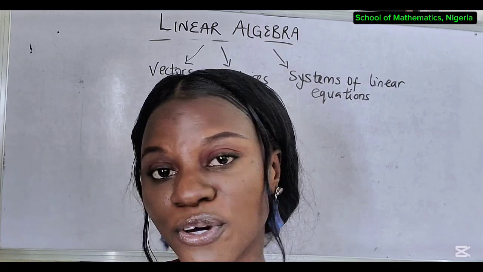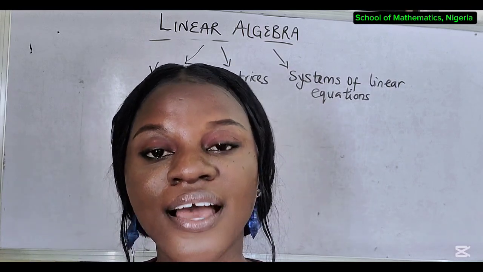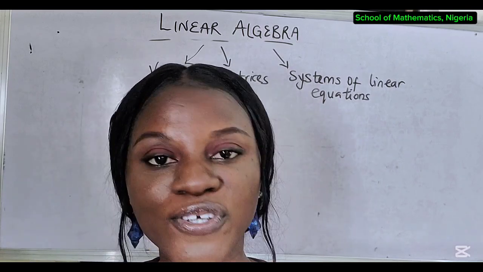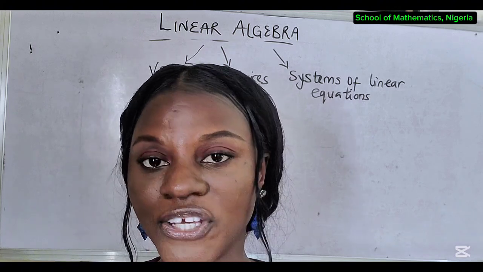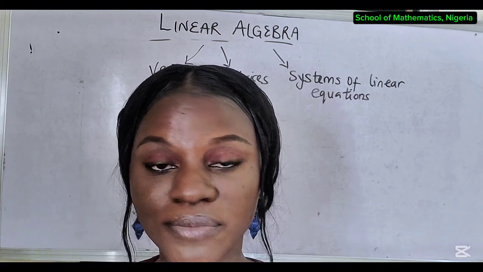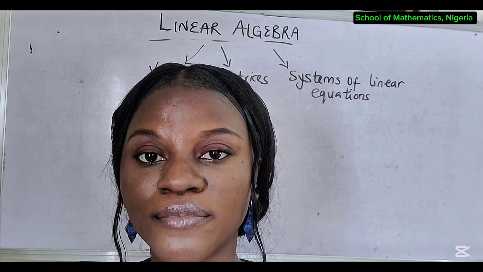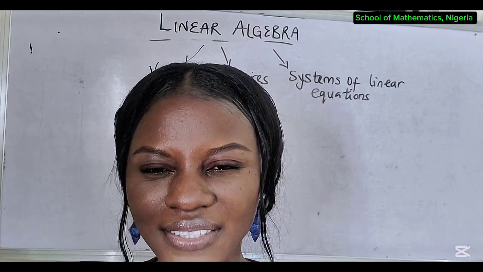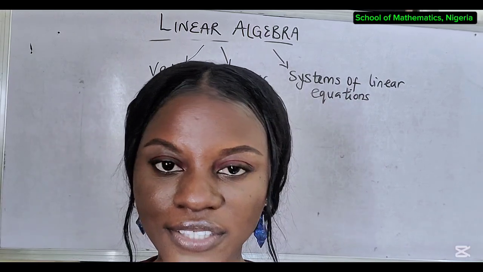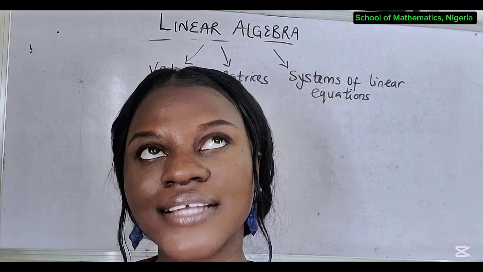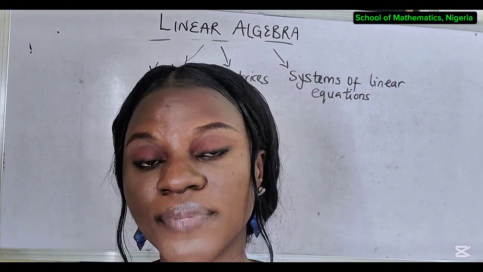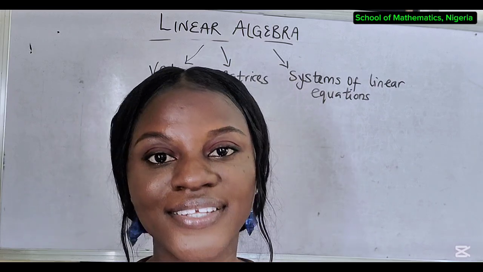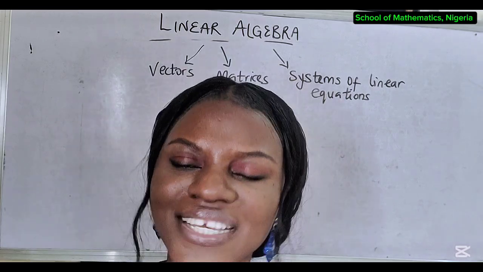By the end of this course, you should be able to understand the different methods of solving simultaneous equations, which we already did. You have the substitution method, the elimination method. You should be able to know your determinants, eigenvalues, and vectors. You should be able to understand and manipulate vectors and matrices. You should be able to apply linear algebra in the real world. So let's get into it.